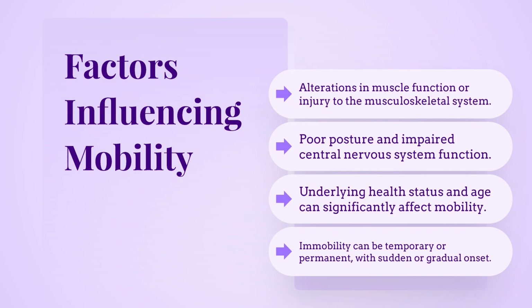You can get sudden, permanent immobility from diving into a pool head first and getting those spinal cord injuries. You can get gradual immobility that's temporary from having something like polio. You can have permanent, gradual immobility from multiple sclerosis. There's a lot of diseases that can cause immobility, and it's important that we recognize when those factors start to take place and do what we can to help maintain that function.